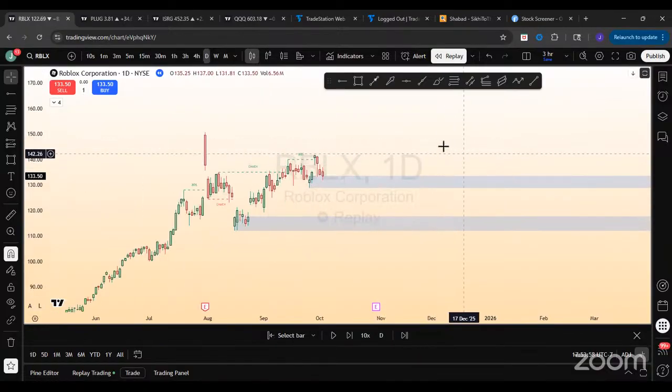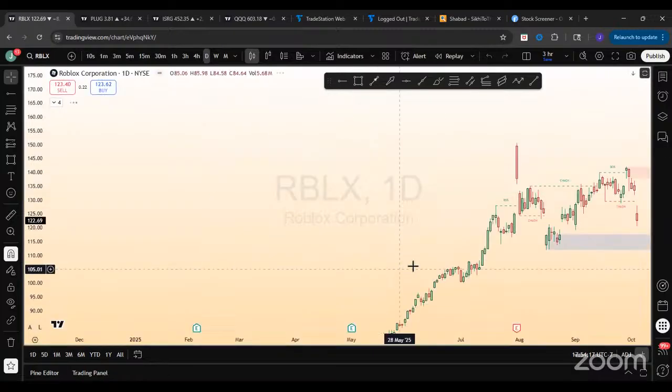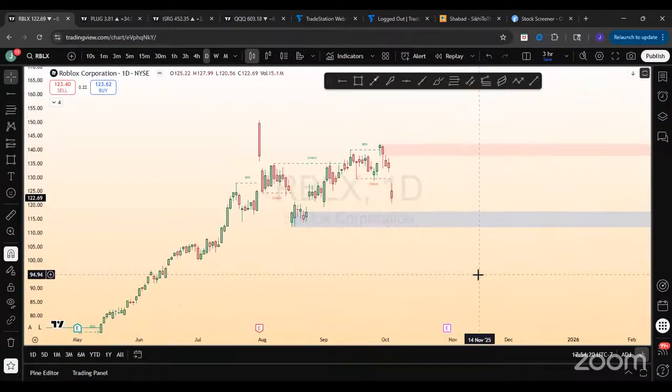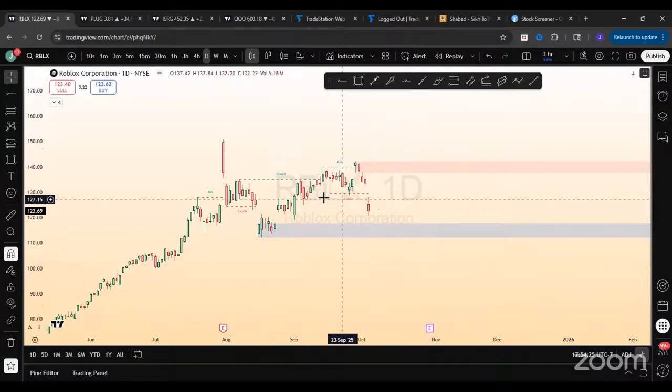Okay, look at the Roblox in a daily. I put the option chain in the Telegram. So that's the 135 call, October 31st. I see the price already sitting at a bullish... Oh wait, sorry, never mind. I was in the replay mode. Okay, so I see the Roblox right now pretty close to the bullish order block.